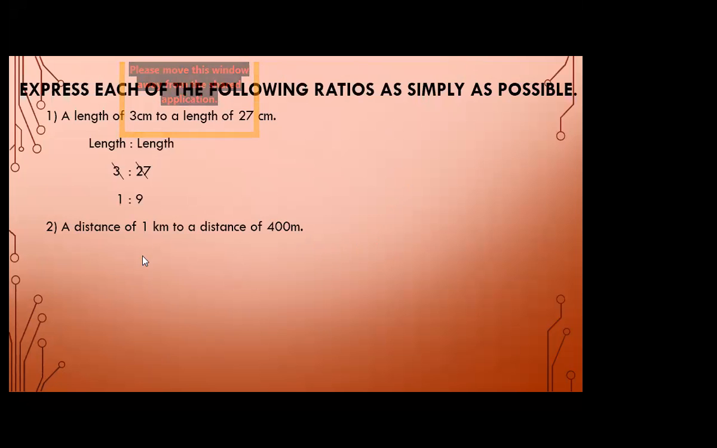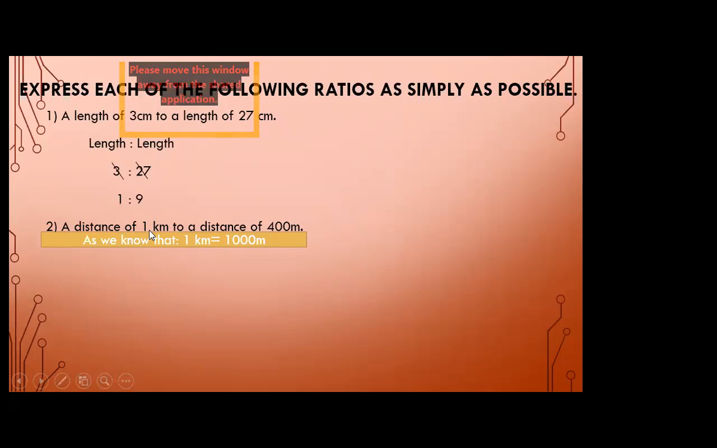First, we have to convert this kilometer into meters, right? Very good. We have to convert the unit. So, beta, we know that 1 kilometer is equal to 1000 meters. Clear? Why are we converting the units? Because units must be the same.